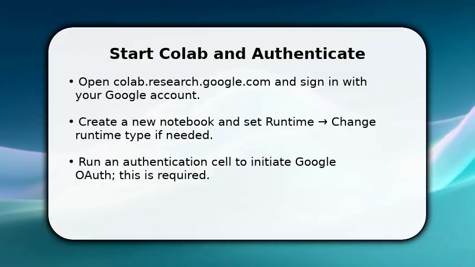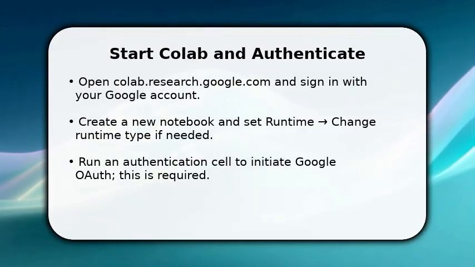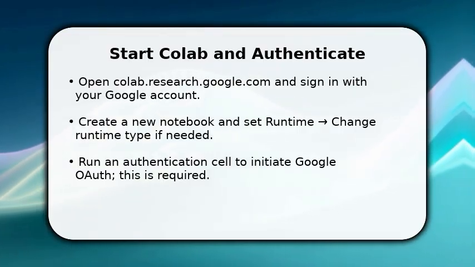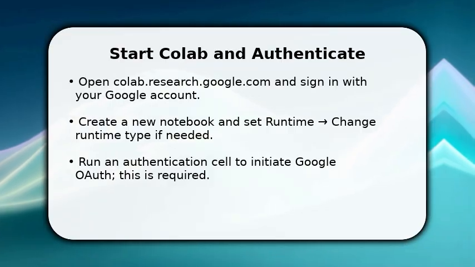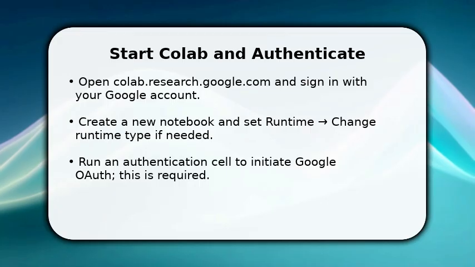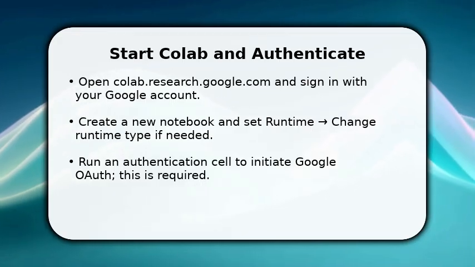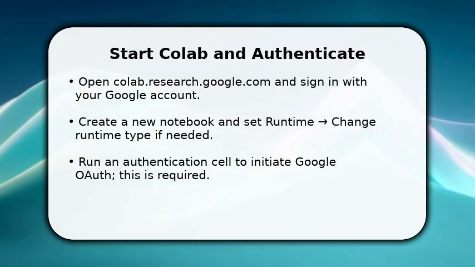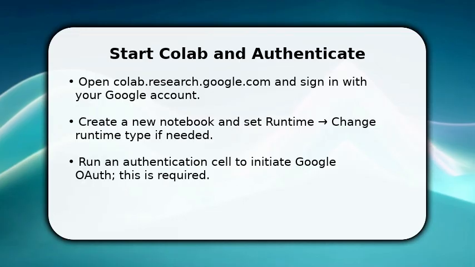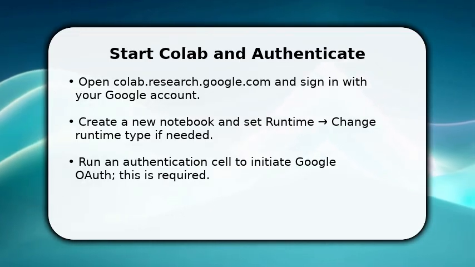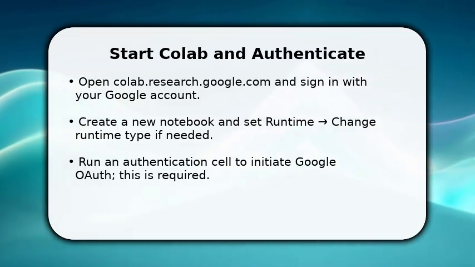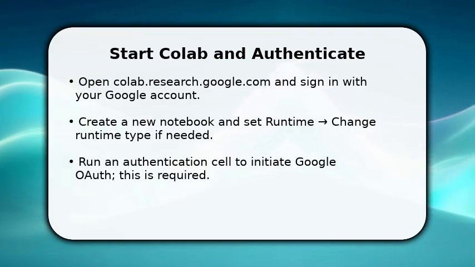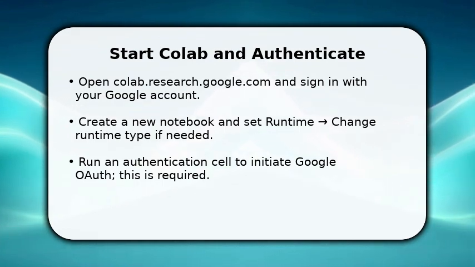You start by opening a Colab notebook and signing into the Google account you want to use. Once done, create a new notebook and choose Runtime, then Change runtime type, only if you need GPU or TPU. Now run the authentication snippet from Google: from google.colab import drive, drive.mount('/content/drive'). You do this because Colab needs OAuth consent to access Drive. Executing that cell begins the secure authorization flow and triggers the code you will paste next.